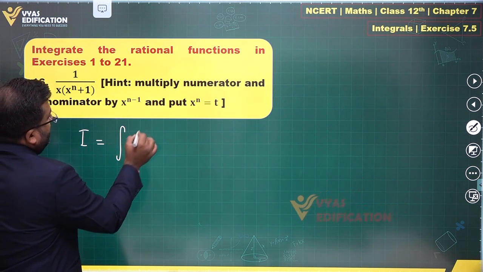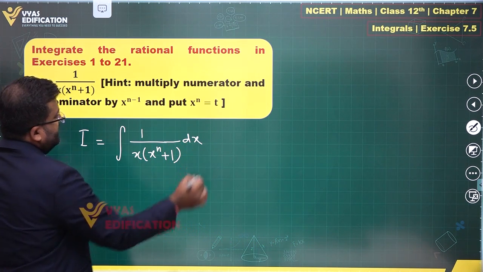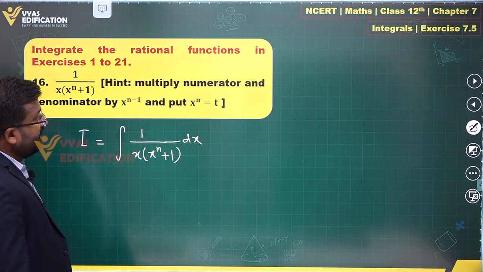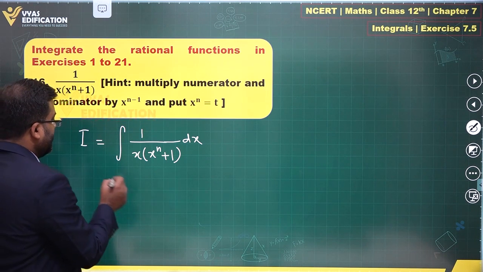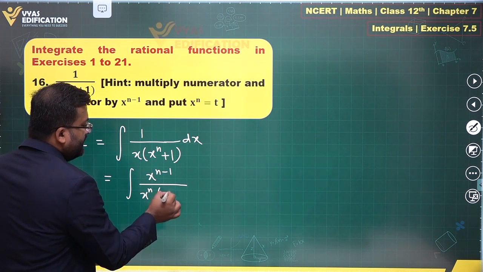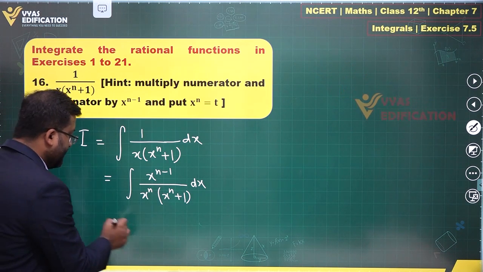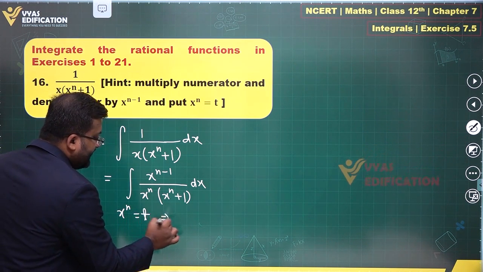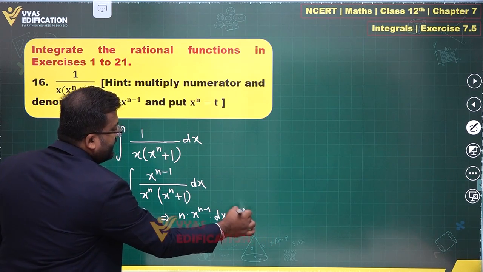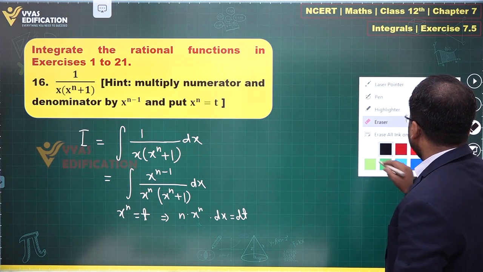I is equal to the integral of 1 upon x times x power n plus 1, dx. This is what you have, right or not? Yes. So what do we do? We can multiply with x power n minus 1 and put x power n equals t. Yes. So let's do it. The integral will be x power n minus 1 upon x power n minus 1 times x, which will be x power n. This is x power n plus 1, already there. This is dx. Is that okay? Yes. And we can put x power n is equal to t, and that tells me that n x power n minus 1 times dx will be equal to dt. This is what you can note, right? This is x power n minus 1.